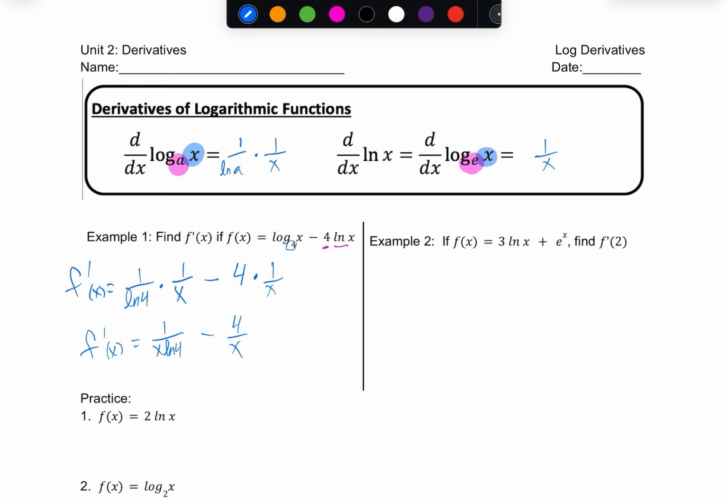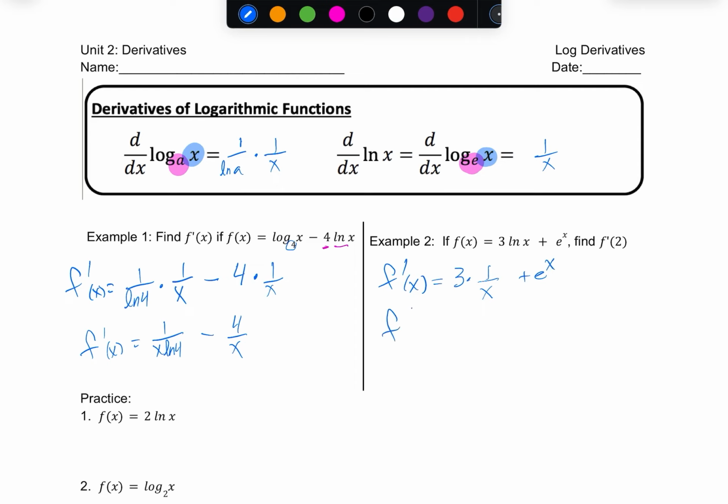All right, another example for you, if we have f of x equals 3 ln x plus e to the x, and we want to find f prime of 2, one thing to keep in mind when we're substituting these values in is a lot of times without a calculator, we just leave it in that form. So finding the derivative, f prime equals 3 times 1 over x, and then remember from the last lesson, e to the x, the derivative is itself, e to the x.